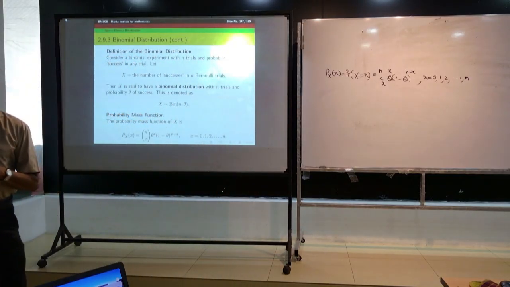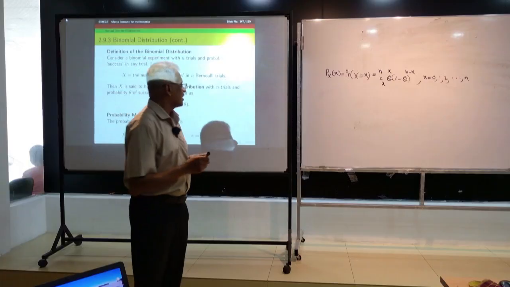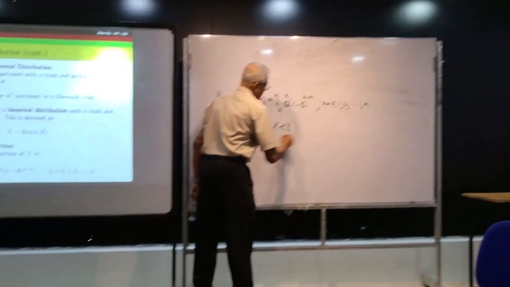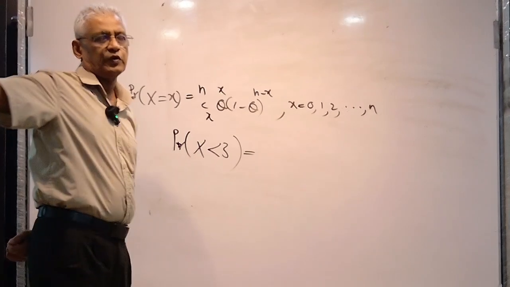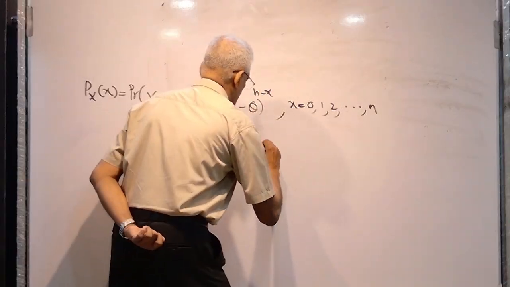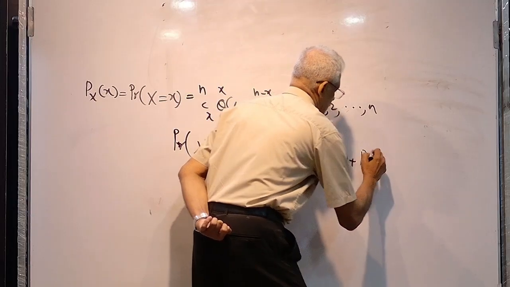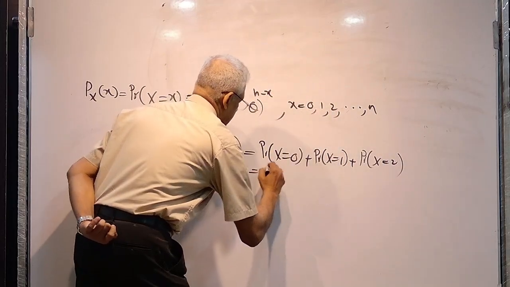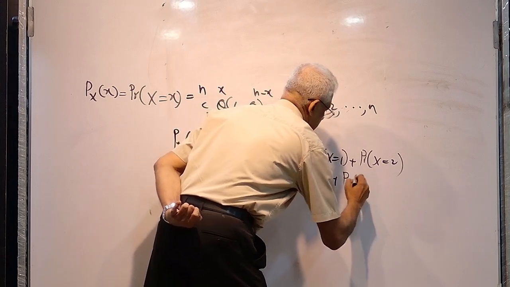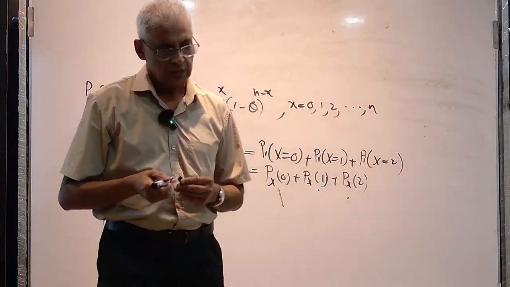Similarly, what is the probability of getting less than 3 heads in 10 tosses? You are asking for the probability that X is less than 3. If you are tossing it 10 times, X can take 0, 1 up to 10. So this is the probability X equal to 0, plus probability X equal to 1, plus probability X equal to 2. They are the same as P(0) plus P(1) plus P(2), and each of these you can obtain from this formula and then substitute.